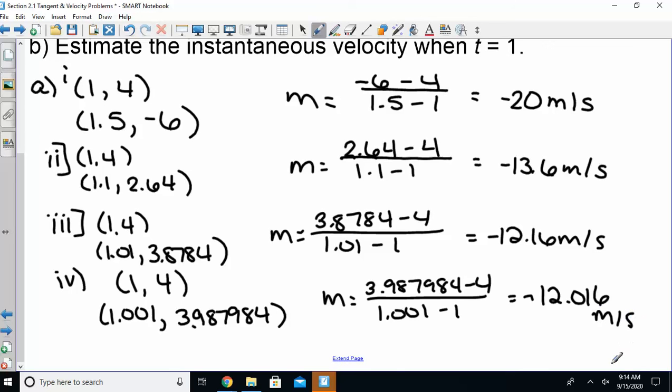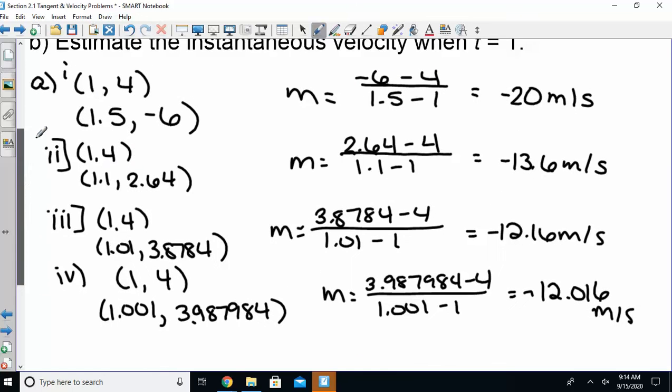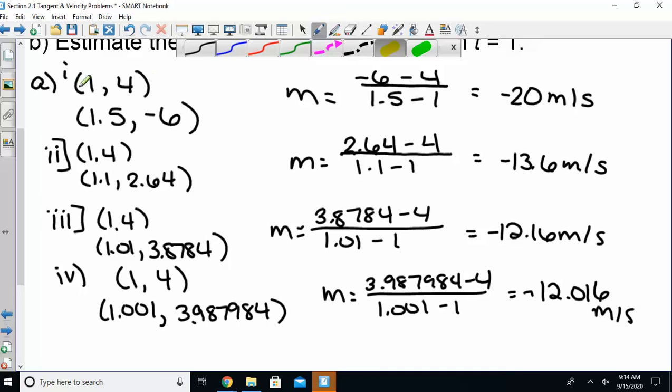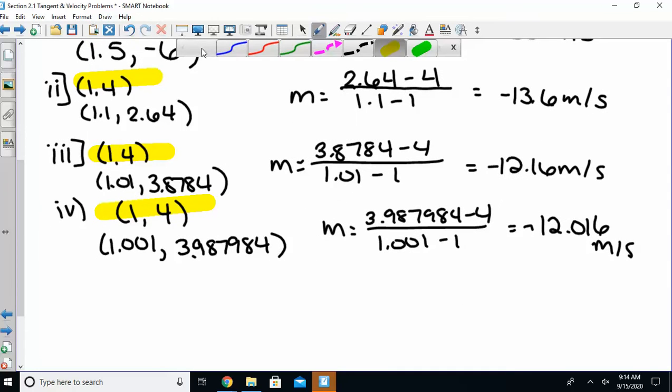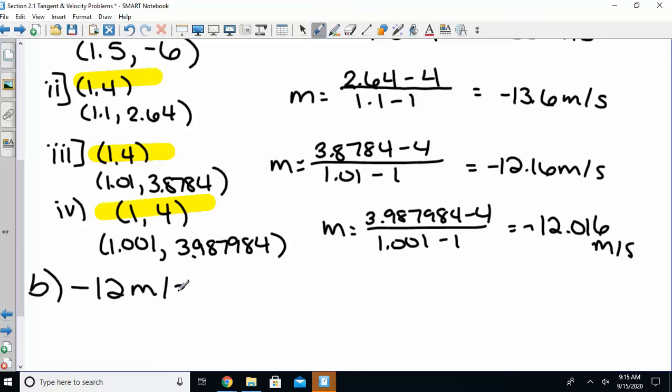Did you guys get 3 and 4? On the third one, I got negative 12.16. The fourth, negative 12.016. So then, those are all the average velocities, the slopes. Part B says estimate the instantaneous velocity at 1. So all of these, if you notice, were compared to the point when my time was 1. So the instantaneous velocity at 1 is like saying, what are these numbers approaching? And what does that look like? Negative 12 meters per second.